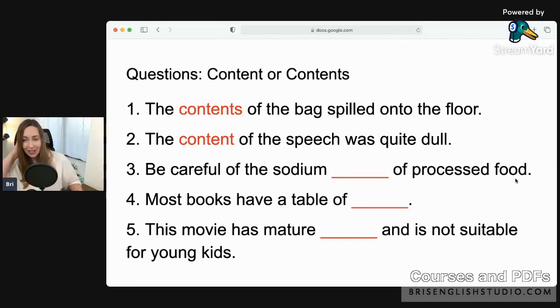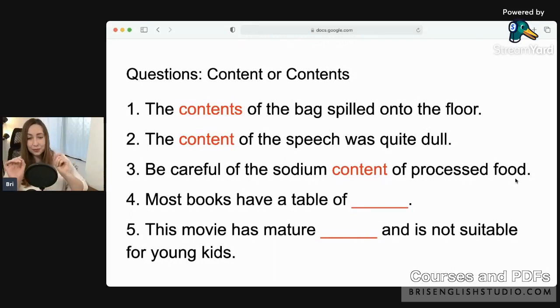Oh, very good. I see lots of people saying contents and some people saying content. Number 3, the answer is content. Remember, content is for things we can't touch, but also when we're talking about the amount of something in something else, usually in food or drinks. Be careful of the sodium content of processed foods. So the amount of salt, the amount of sodium. Everybody following so far?